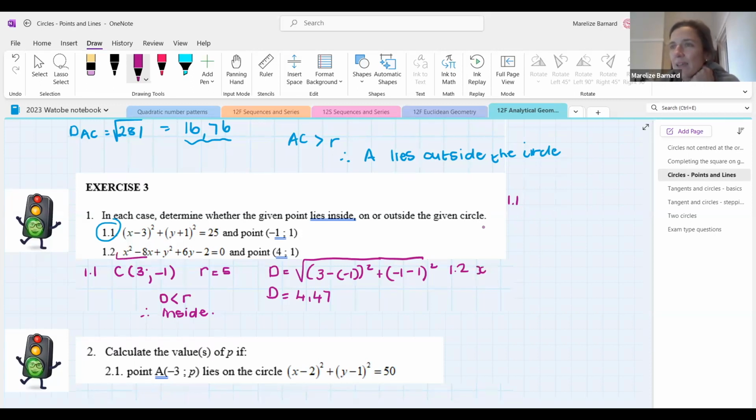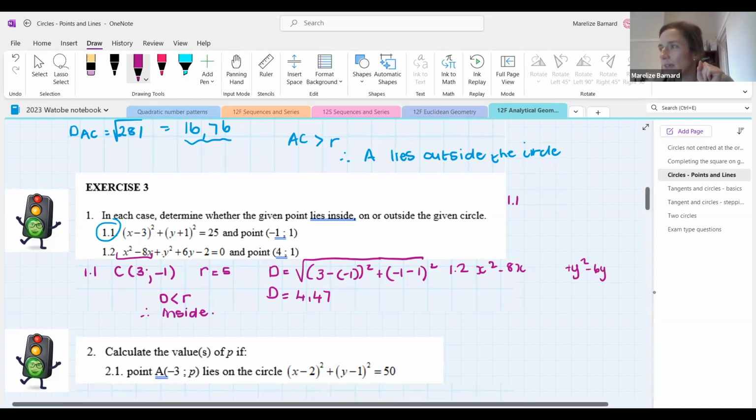So here's our first grouping of terms, which is x squared minus 8x, and I always leave a little space because I'm going to use that space to complete the square, and then plus y squared minus 6y, and we don't want that -2 there. It's not part of the story for completing the square. So we're going to move it across and put it on the other side.